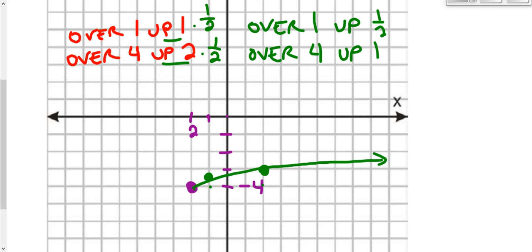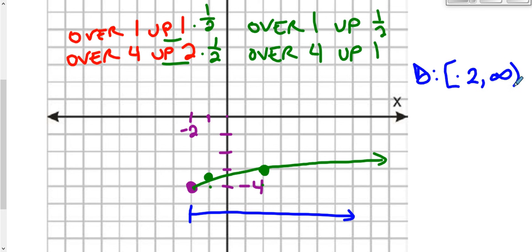Now let's do our domain and range real fast, and we'll be all done. So the domain is all the possible x values from left to right. So it starts at, that should be a -2. Starts at -2 and goes to the right forever. And then the range is all the possible y values, starting with the lowest one and going up. So the lowest point we can get to is -4, and it goes up to infinity.